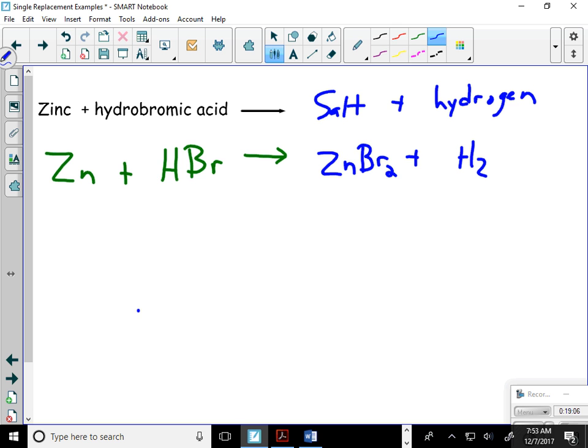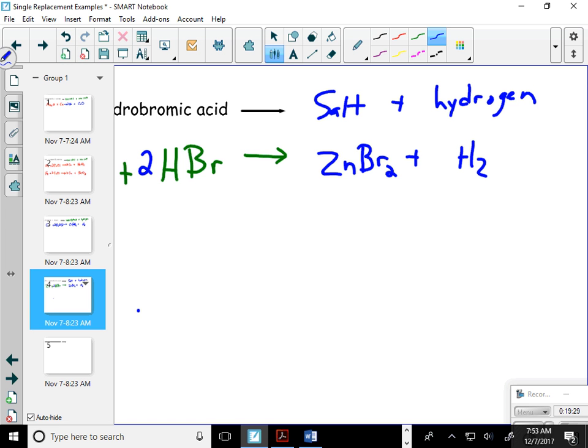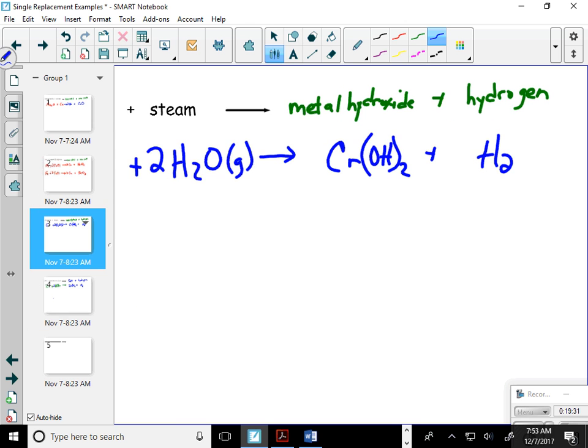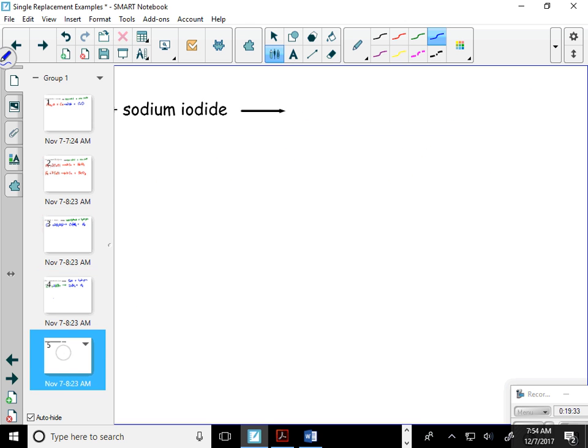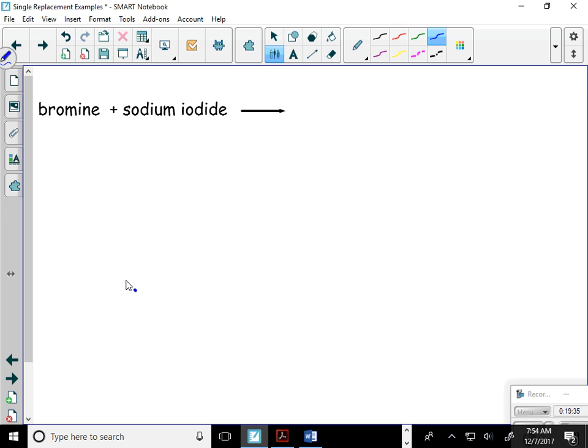I'm not done yet, though, am I? How am I going to balance? Put a 2 right there. Now I have a balanced chemical equation. How many more examples I got? Oh, here we go.